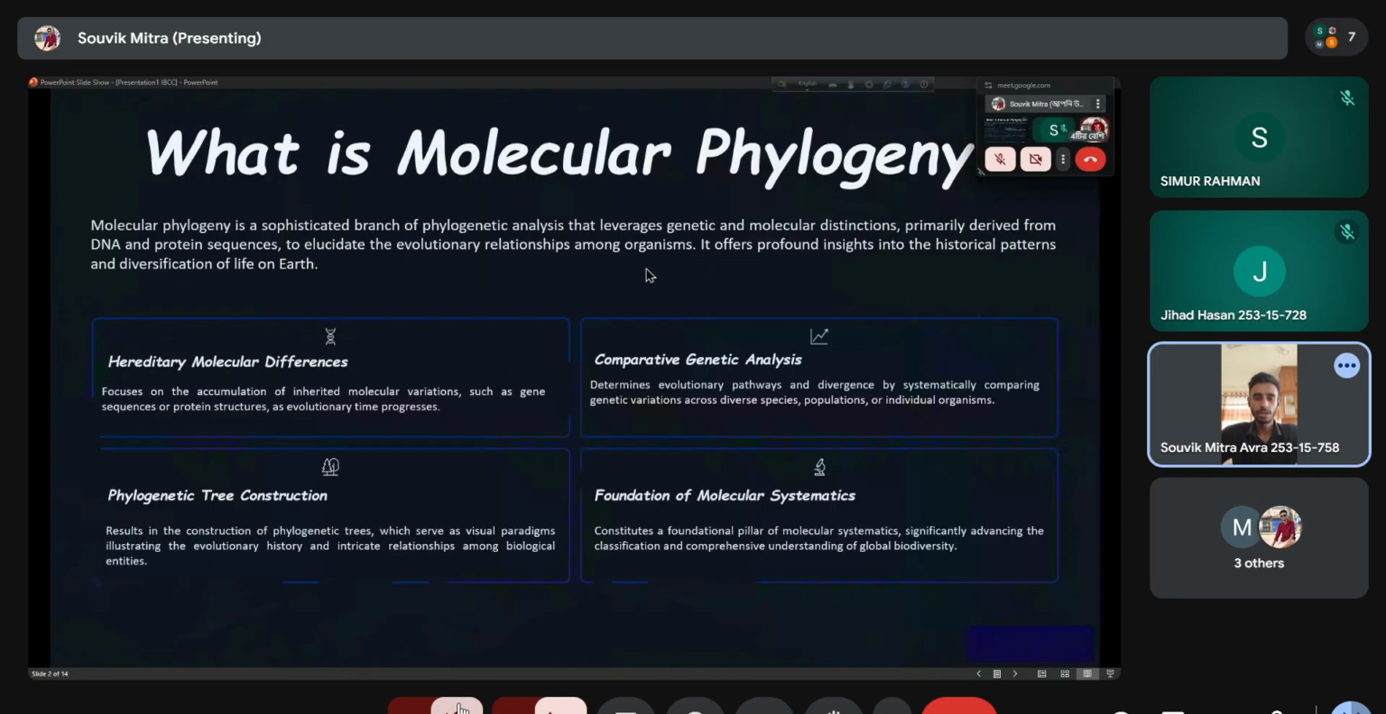In the slide, what is molecular phylogeny? We have to know what is molecular phylogeny. It is a sophisticated branch of analysis that uses genetic and molecular differences, specifically from DNA and protein sequences, to understand how organisms are related. It gives us deep insights into the historical patterns of life on Earth.